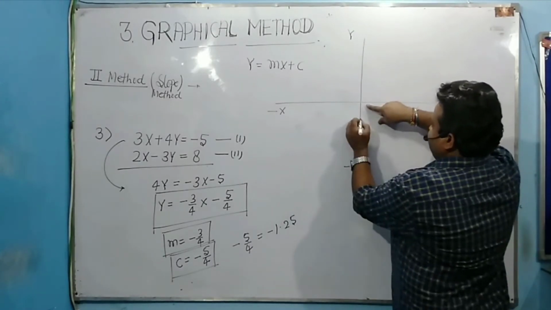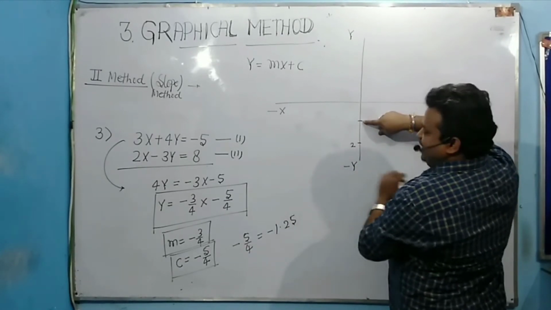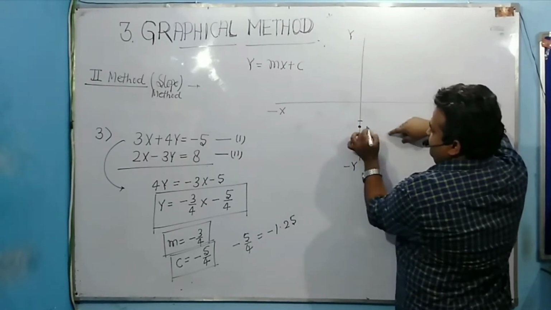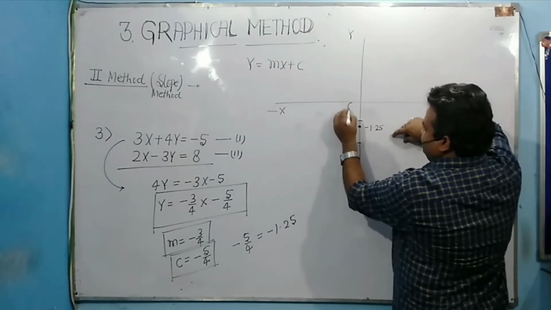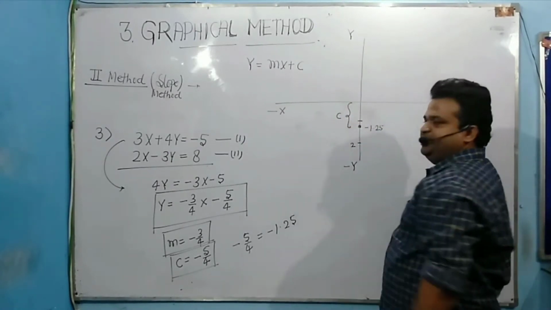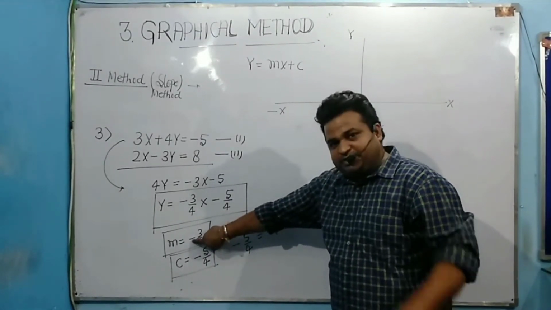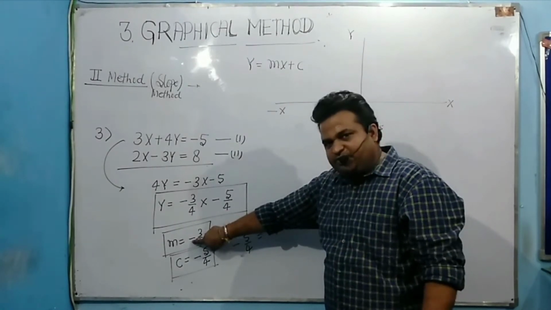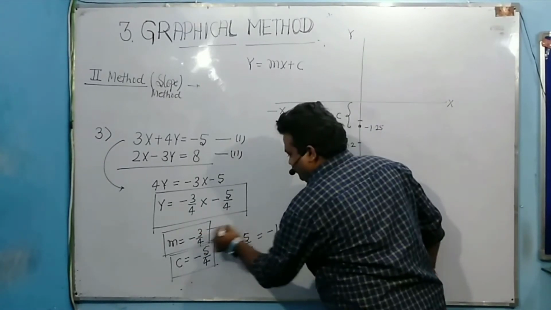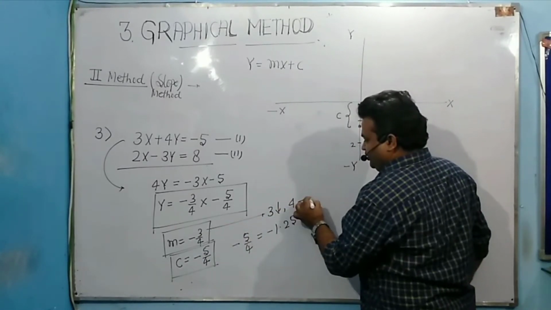Minus 1.25. So suppose this is my 1 value, this is my 2 value. So where is my 1.25? This is half. So this value is minus 1.25, and this is the value of c on the negative y-axis. So my line must pass through this point. Okay. Now move to here. Now this negative means downward direction. How much downward? 3 strokes downward, 4 strokes rightward. This 3 represents 3 strokes downward. Why downward? Negative sign. And 4 strokes rightward.